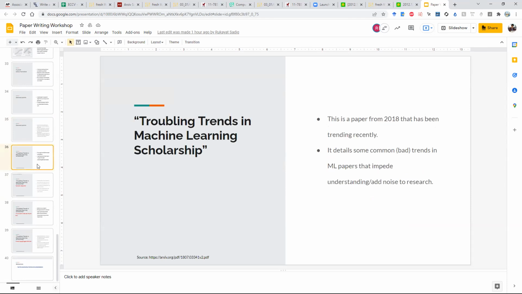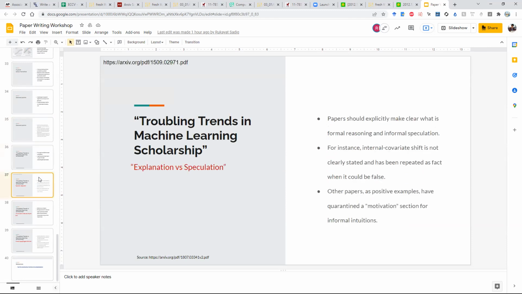All right, this is a meta work that looks at machine learning literature. This is actually a paper from 2018 that has been trending recently. It details some common bad trends in ML papers that impede understanding and add noise to research. Just to go through these so you can avoid them and get an idea for what good practices in writing papers are.